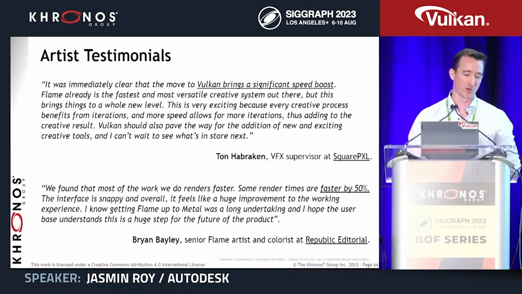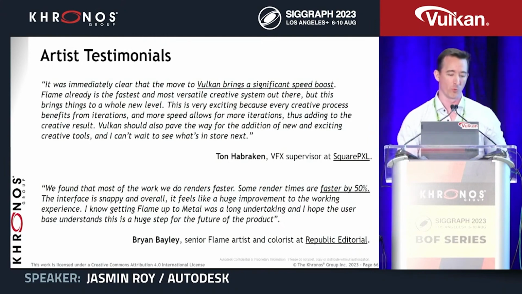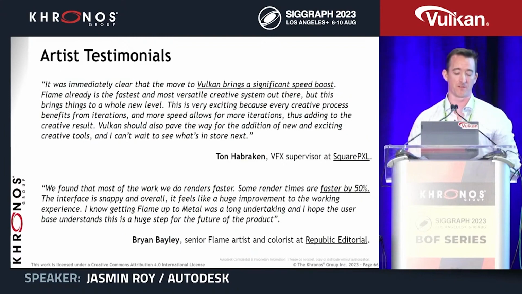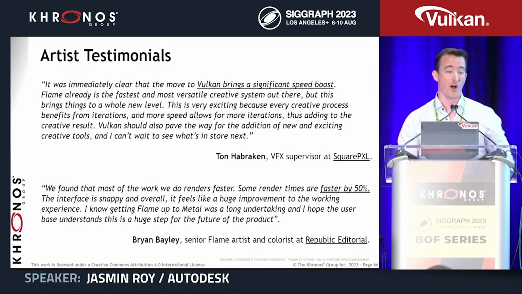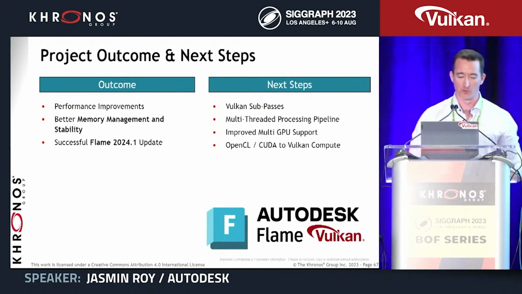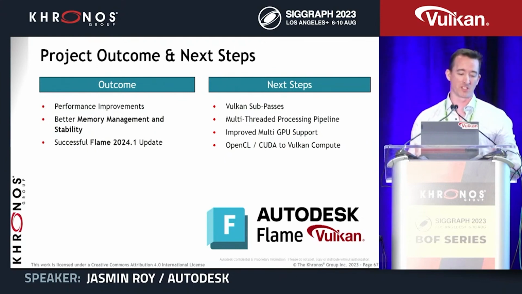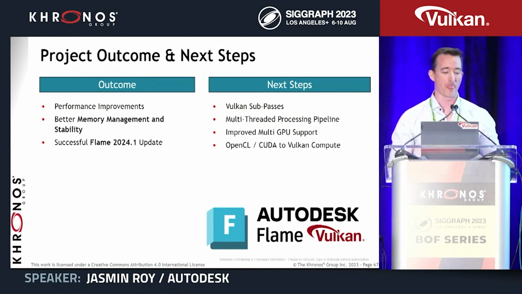And I can share with you some artist testimonials which have installed our latest version of Flame, which is Flame 2024 Update 1, which contains Vulkan. And some of our clients are seeing up to 50% faster rendering times on the Mac through MoltenVK. So the project outcome, basically performance improvements, obviously better memory management and stability thanks to Vulkan for giving us all this control on memory management, and obviously a successful Flame 2024 Update 1 in the end.